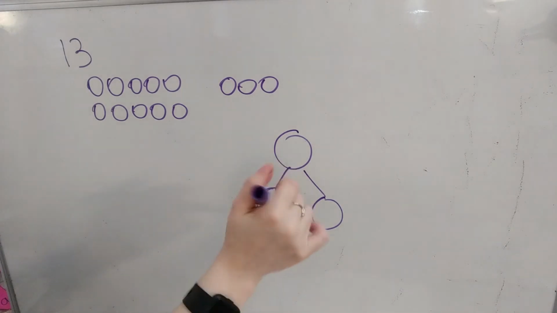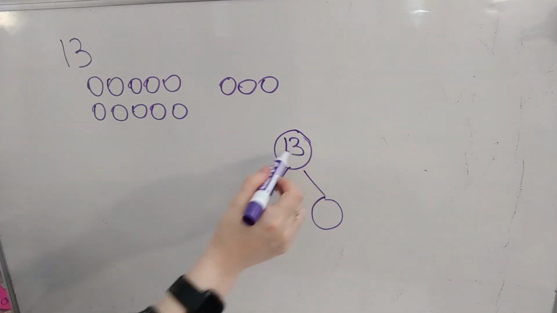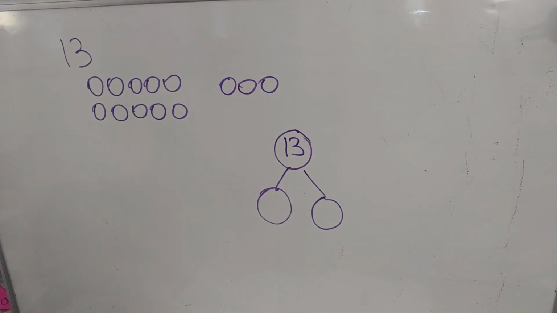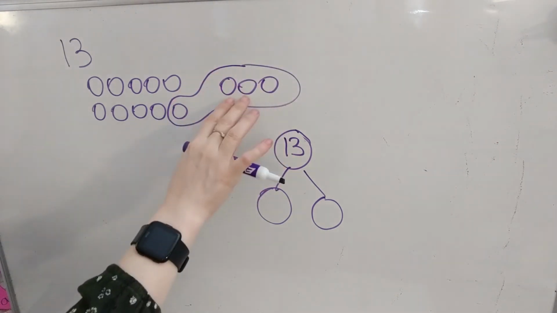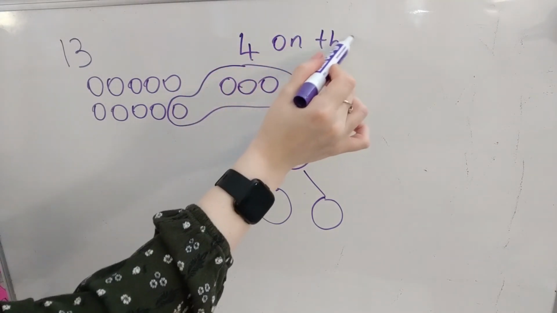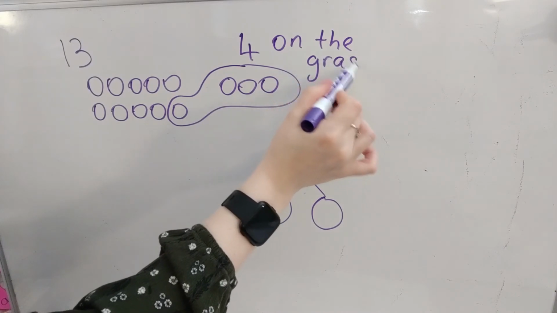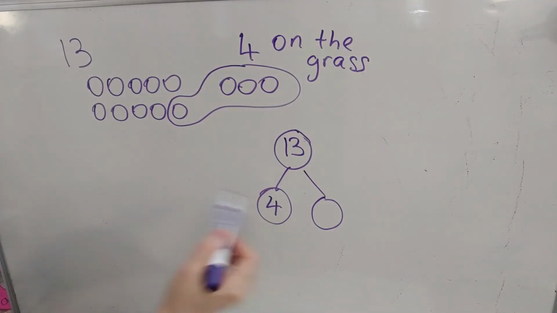Part, whole. There are 13 golf balls, so I'll put 13 in my whole. 4 golf balls are on the grass. I'm going to mark the ones that I know are on the grass. They said 4. Here is my 3 and 4 on the grass. So 4 is one part of that number bond.